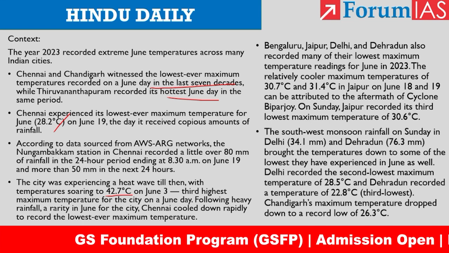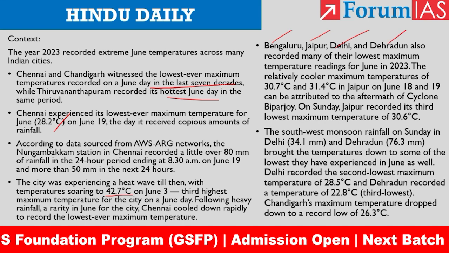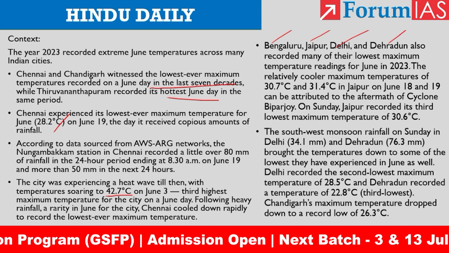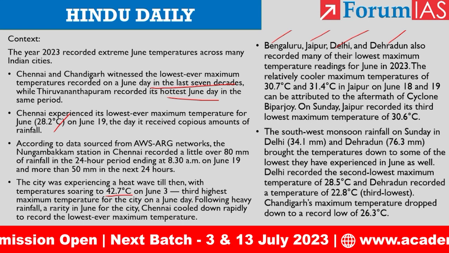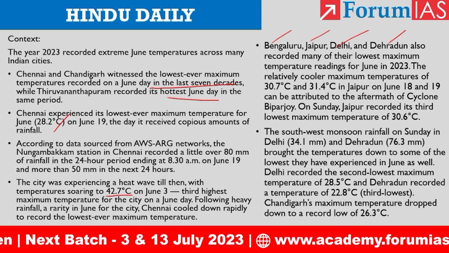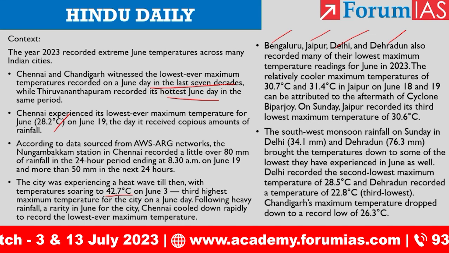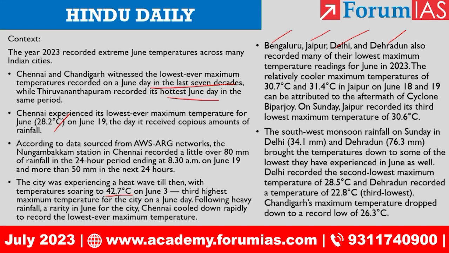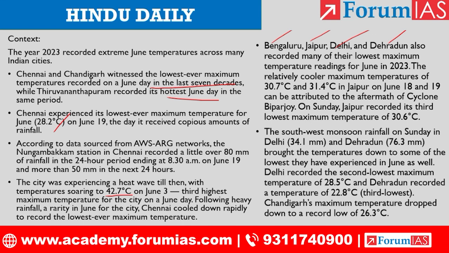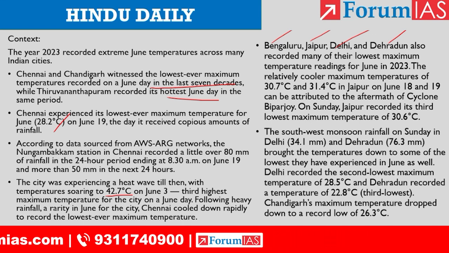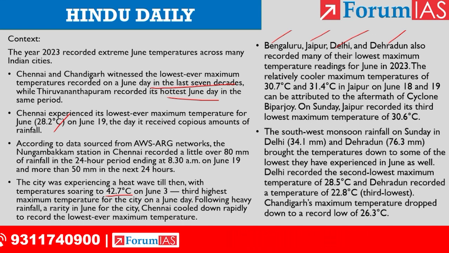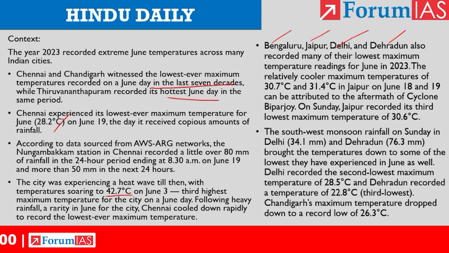The same thing has happened for Bengaluru, Jaipur, Delhi, and Dehradun, because they also recorded many of their lowest maximum readings. And Jaipur had 30 degrees and 31.4 degrees Celsius on June 18 and 19. That is because of cyclone Biparjoy. And on Sunday again, Jaipur recorded the lowest maximum temperature of 30.6 degrees Celsius.